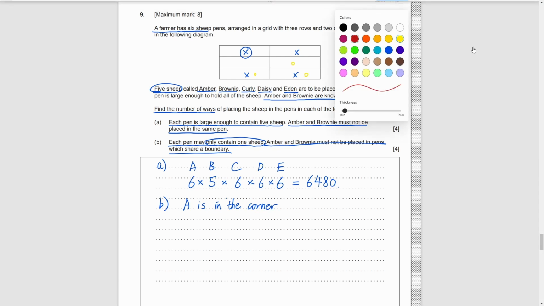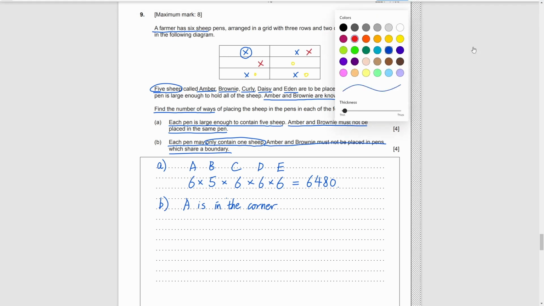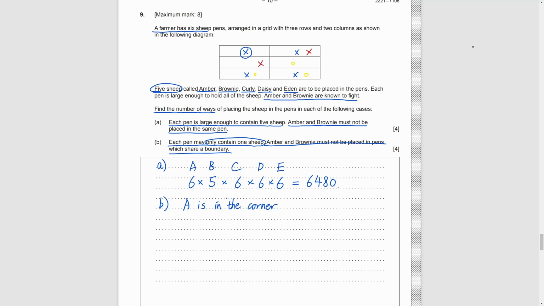It's because we cannot place B into a pen sharing a boundary with A, or into the pen containing A. After placing A and B, there are only 4 pens left for C. And after placing C, just 3 choices for D and 2 for E. We multiply all choices together and get 288.